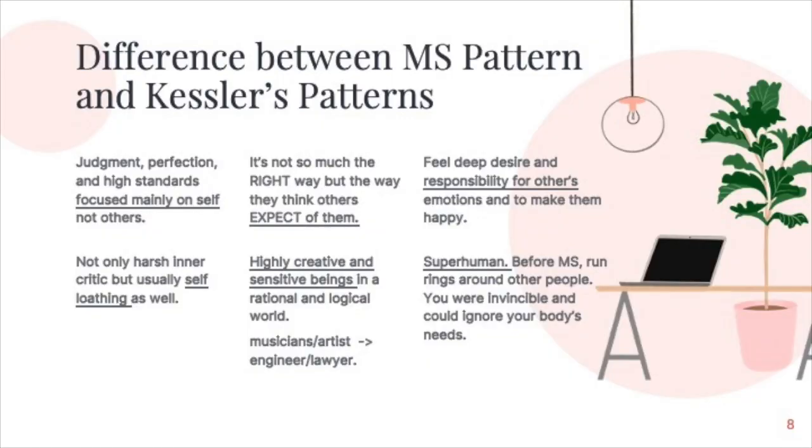And lastly, though the rigid personality sometimes can feel that I am better than others because I'm doing it right, I don't see that so much in MS. What I see is almost like, before the first symptoms, some of my clients would talk about always believing they were superhuman, like they could run circles around other people. They were invincible. They could totally ignore their bodies. They could work 16 hours and no one else at work could do that, right? There's this invincibility until MS comes in.